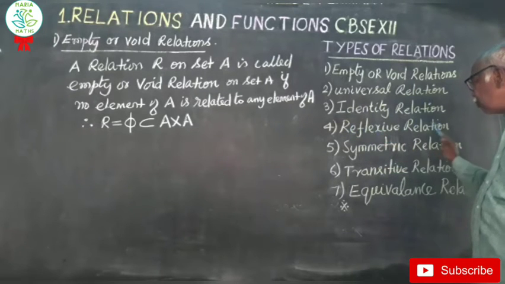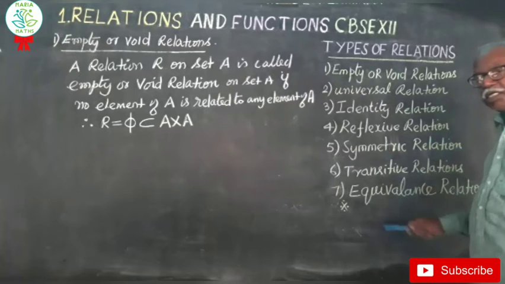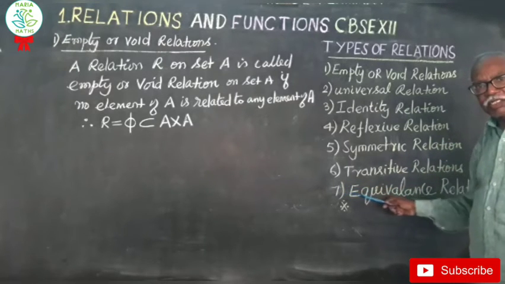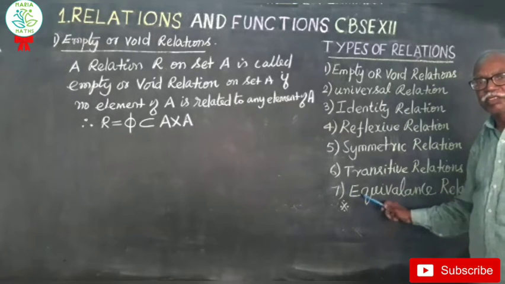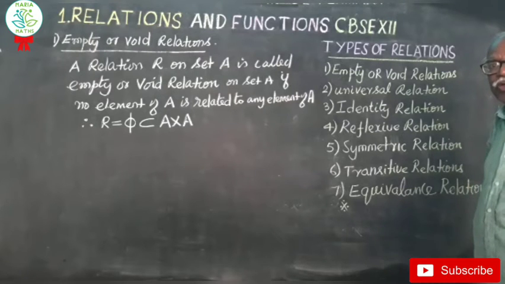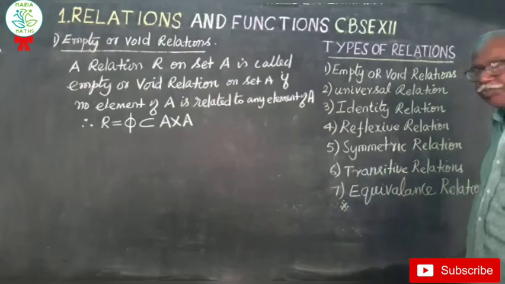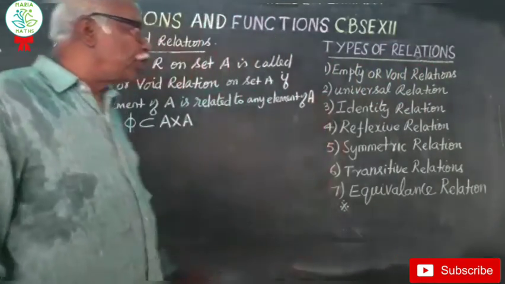Fourth relation, reflexive relation. Fifth relation, symmetric relation. Sixth relation, transitive relation. And seventh relation and most important relation, equivalence relation. This is a very important relation. A 4-marker question will be asked only from this equivalence relation. Now I am going to explain each relation.